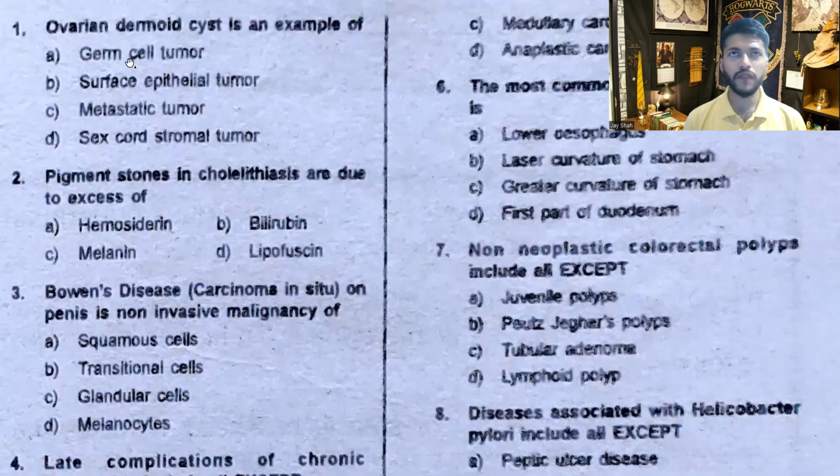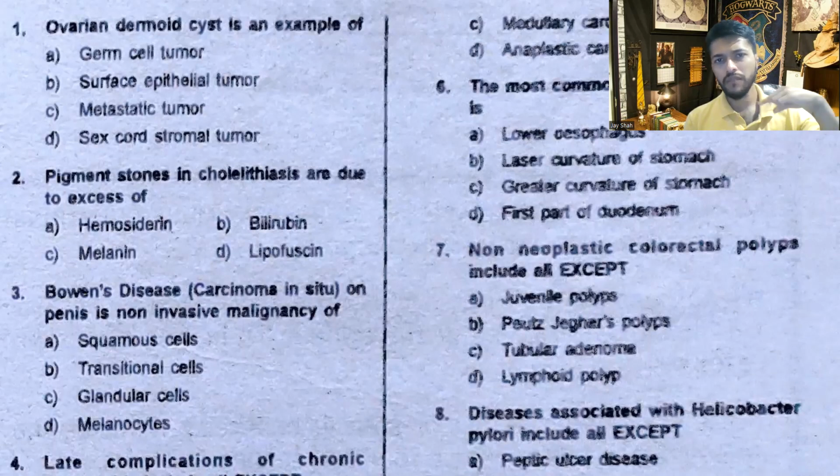Ovarian dermoid cyst is an example of. Now, ovarian tumors are time tested again and again. So ovarian tumors, generally 4 types. You have your surface epithelial tumors, your germ cell tumors, stromal tumors, and metastatic tumors. Let's start with metastatic tumors. Krukenberg's tumor is the most common metastatic tumor to the ovaries. So it can be from the breast, it can be from the colon, or it can be from the stomach. All of them are basically sites of primary tumors, which can then metastasize to your ovaries.